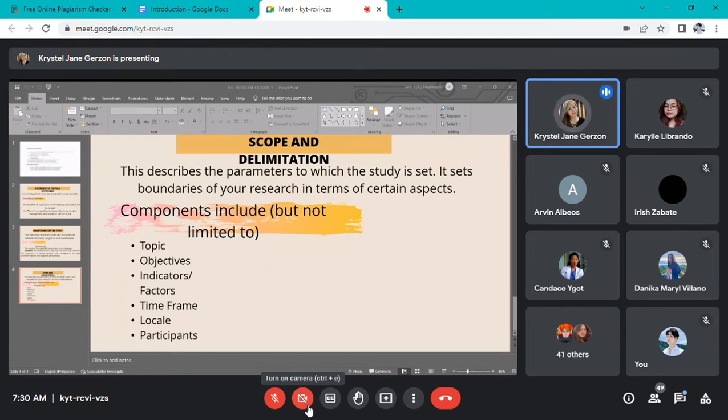Let's say most of you would focus only on STEM students. This is the part of your research paper where you are going to discuss why only STEM students are included, or why only grade 12 or only grade 11, etc. So that is for scope and delimitation.